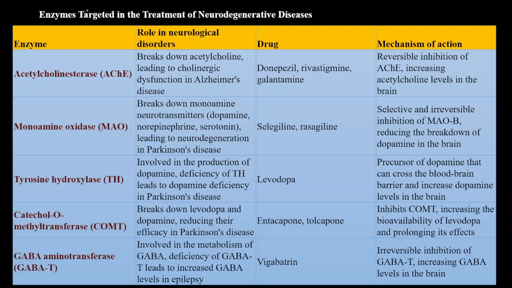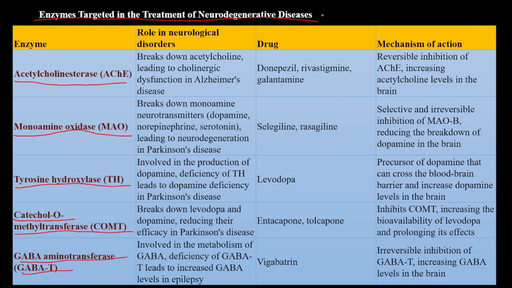Then we have some of the enzymes which are targeted in the treatment of neurodegenerative diseases. So we have acetylcholinesterase, monoamine oxidase, tyrosine hydroxylase, catechol O-methyltransferase, and then gamma aminotransferase. All these enzymes are inhibited by these inhibitor molecules. Their role is to reverse the effect, and as a result, they provide relief in the disease, or they reduce the symptoms.